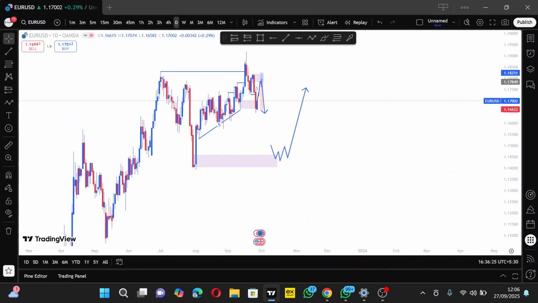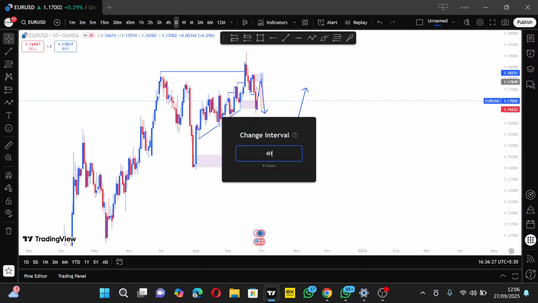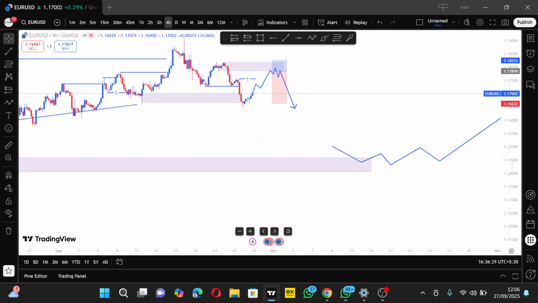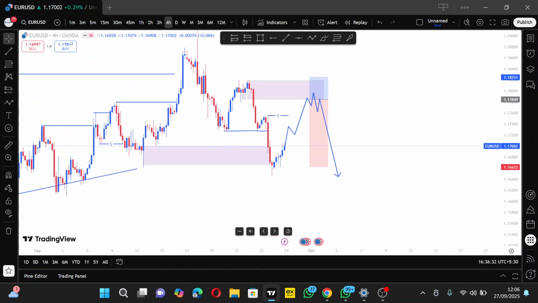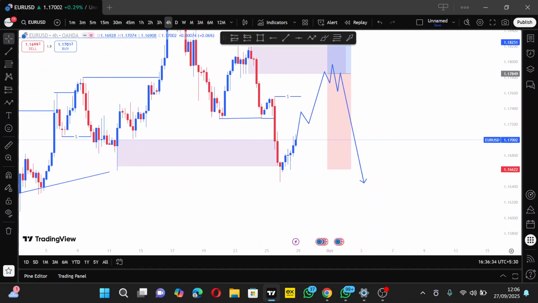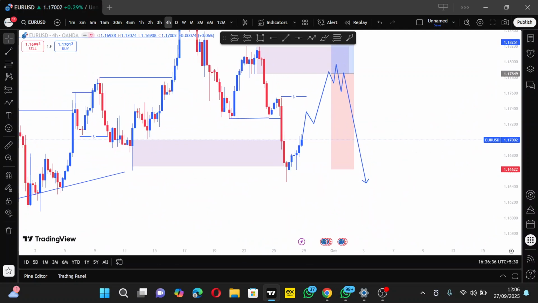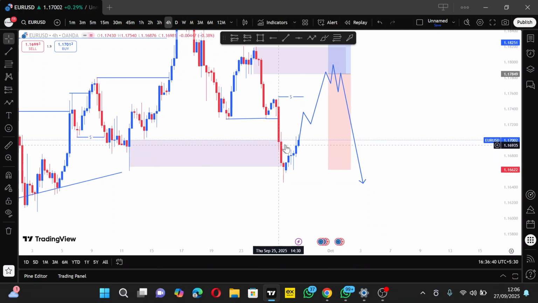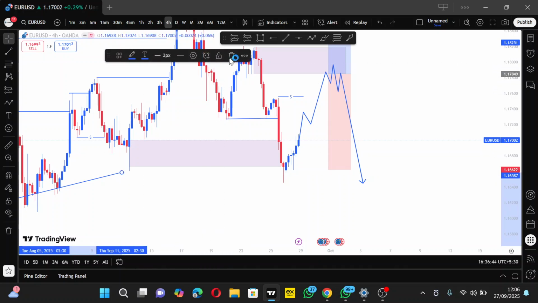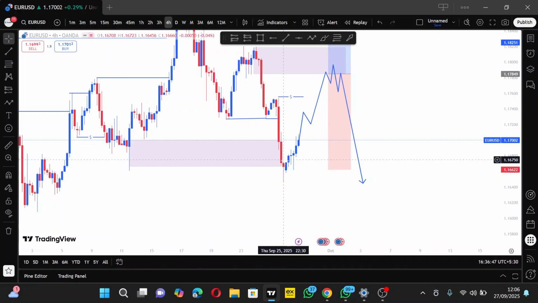Let's go to 4 hours. So now let me explain why this buy is invalid. What we are supposed to be expecting from this area is that even if we are expecting a bullish move from this area, this is not the way price is supposed to feed this other block. Before then, we will not be bullish.